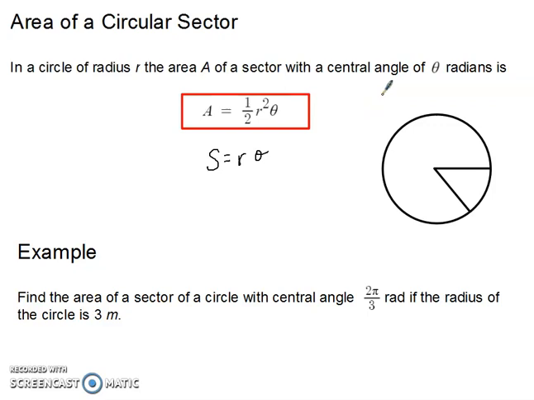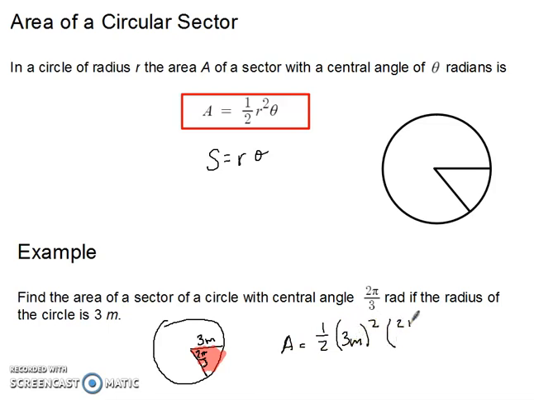So to find the area of a sector of a circle with a central angle of 2 pi over 3 radians with a radius of 3 meters, I'm going to sketch this out. So I have a radius of 3 meters, and what I want to do is find the area of this sector. They tell me that this central angle is 2 pi over 3 radians. So the area of that sector is 1/2 times my radius, which is 3 meters squared, multiplied by my radians, which is 2 pi over 3.